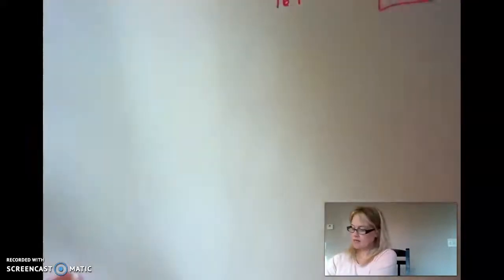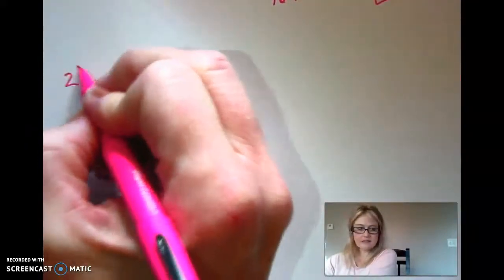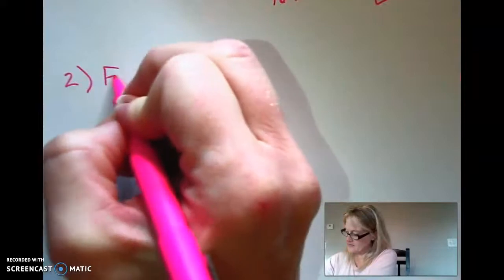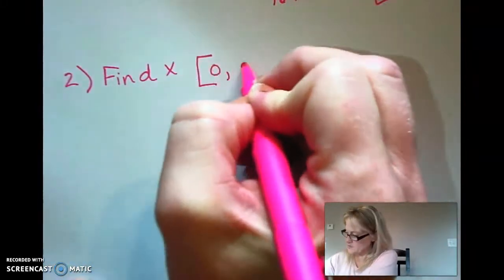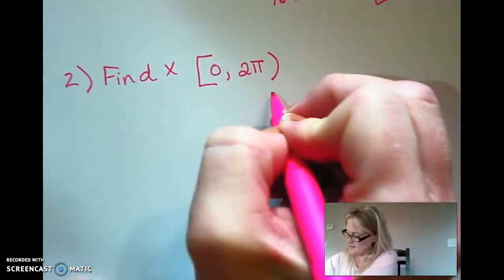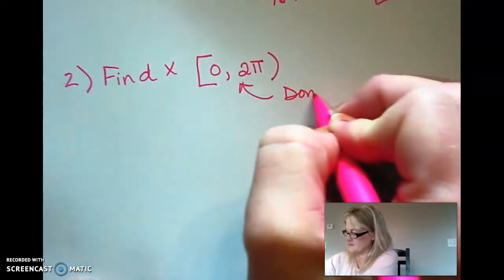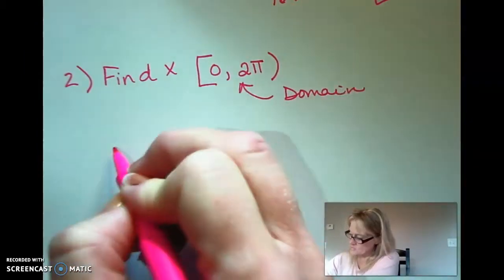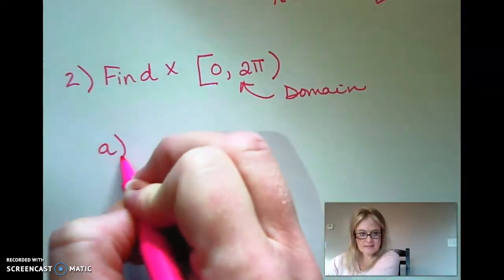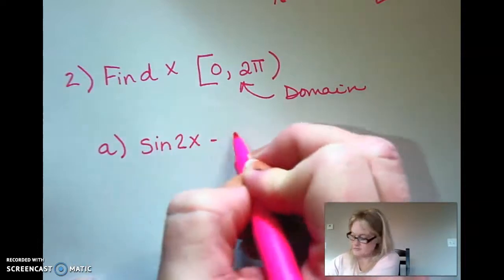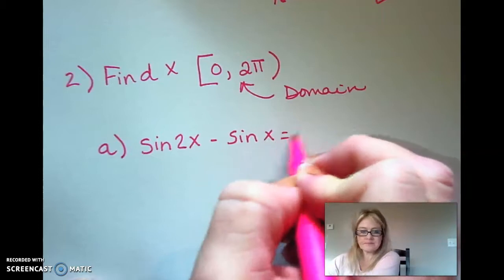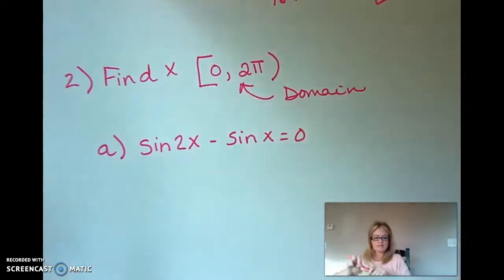Okay, all right, let's try something a little different. Find x when we are working between 0 and 2 pi. This is our domain. So we're solving equations back again. But this time, we're going to have double angles in our equations. So this time, we're going to use identities to swap out to help us solve.